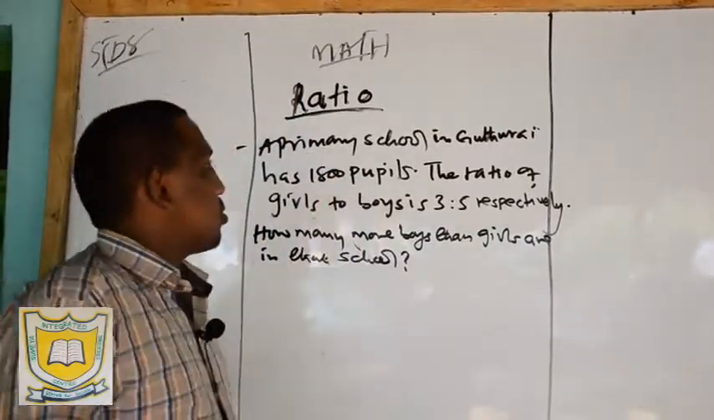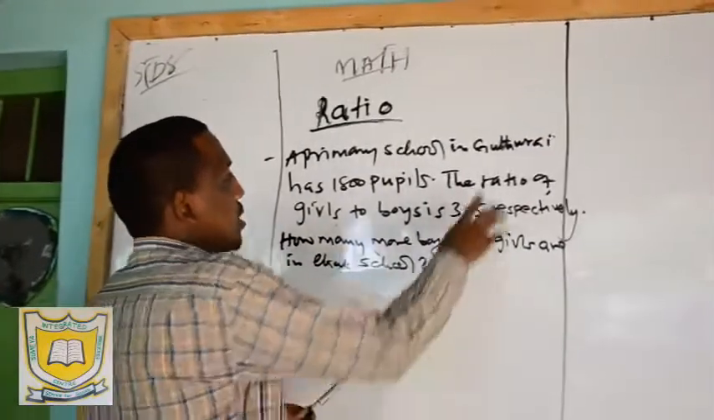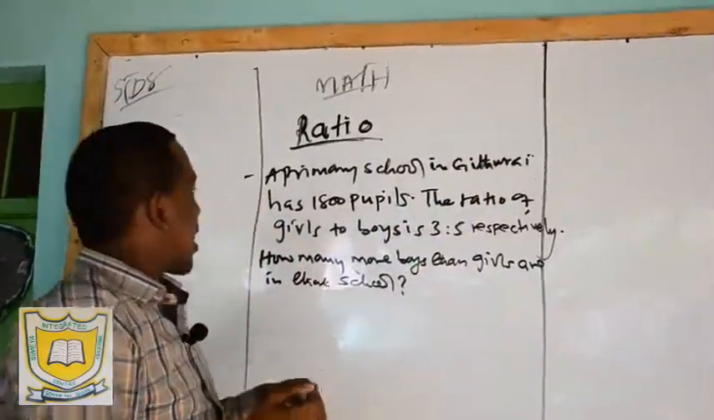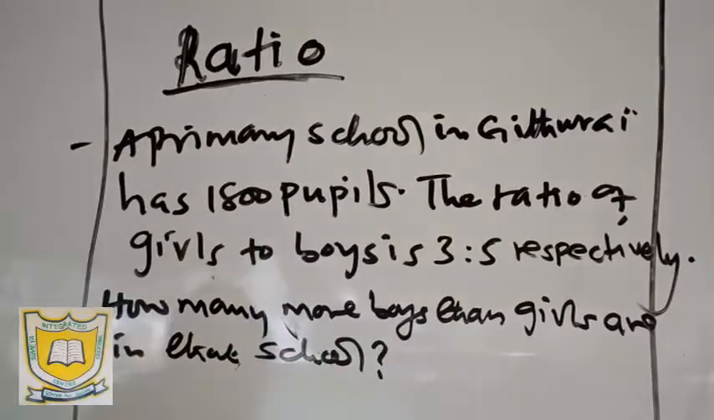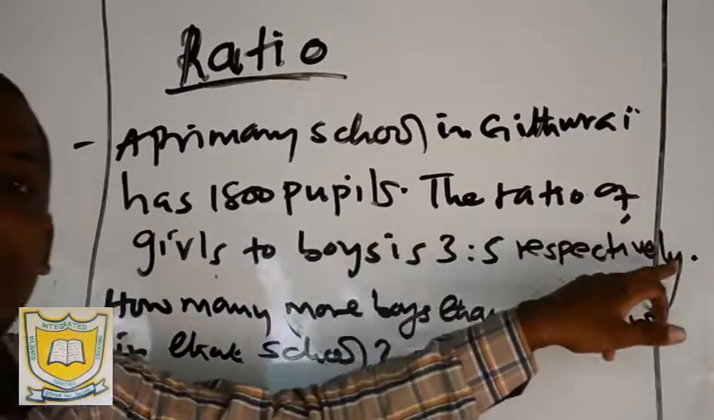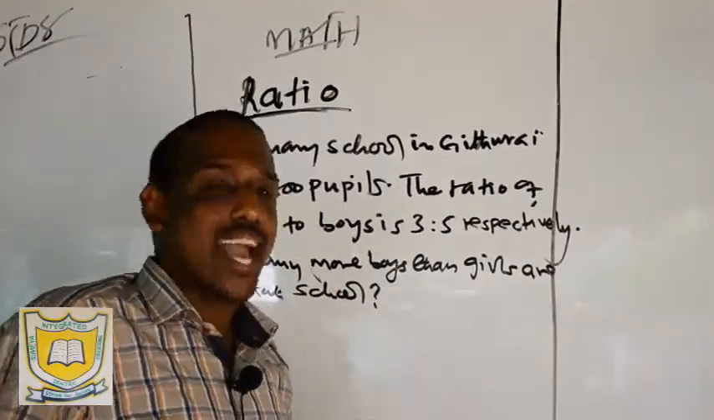Remember, we have been dealing with ratio, and we are still in ratio. Here's a question. A primary school in Gidurai has 1,800 pupils. The ratio of girls to boys is 3 to 5 respectively. How many more boys than girls are there?